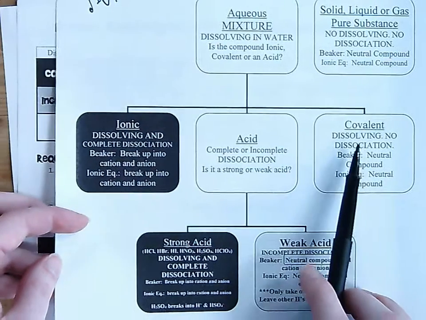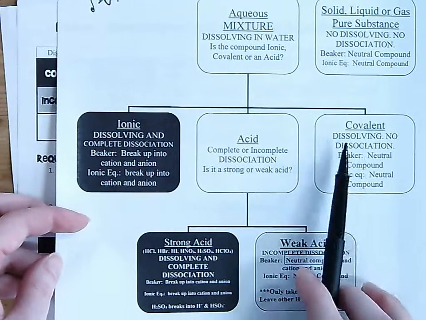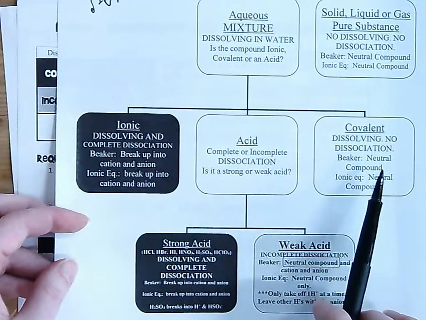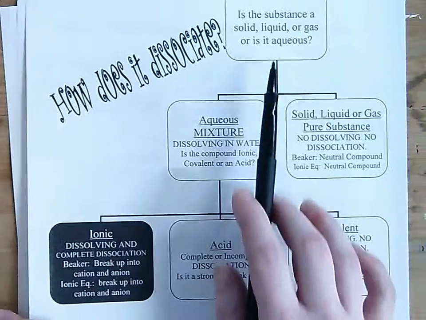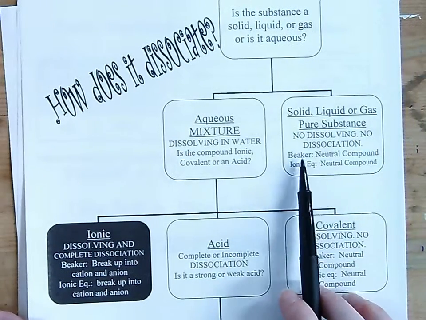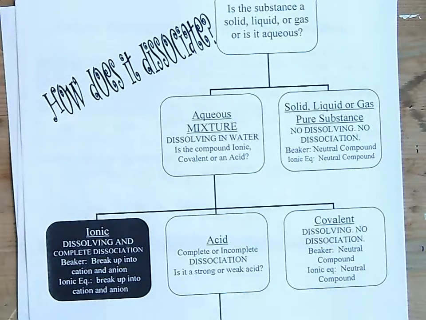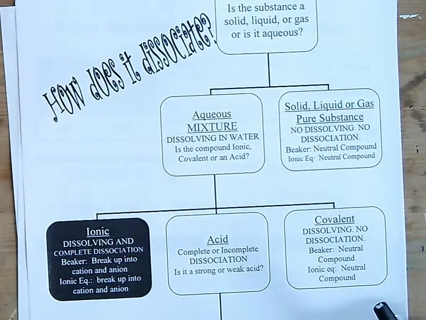Covalent, it says no dissociation. It still dissolves because it's aqueous, but there's no dissociation. And then it tells me to write the neutral compound in my beaker. If it were a solid, liquid, or gas, it's going to tell you to write the neutral compound. So this flow chart is going to tell us what to write or what to look for in our beakers when we draw them, okay?